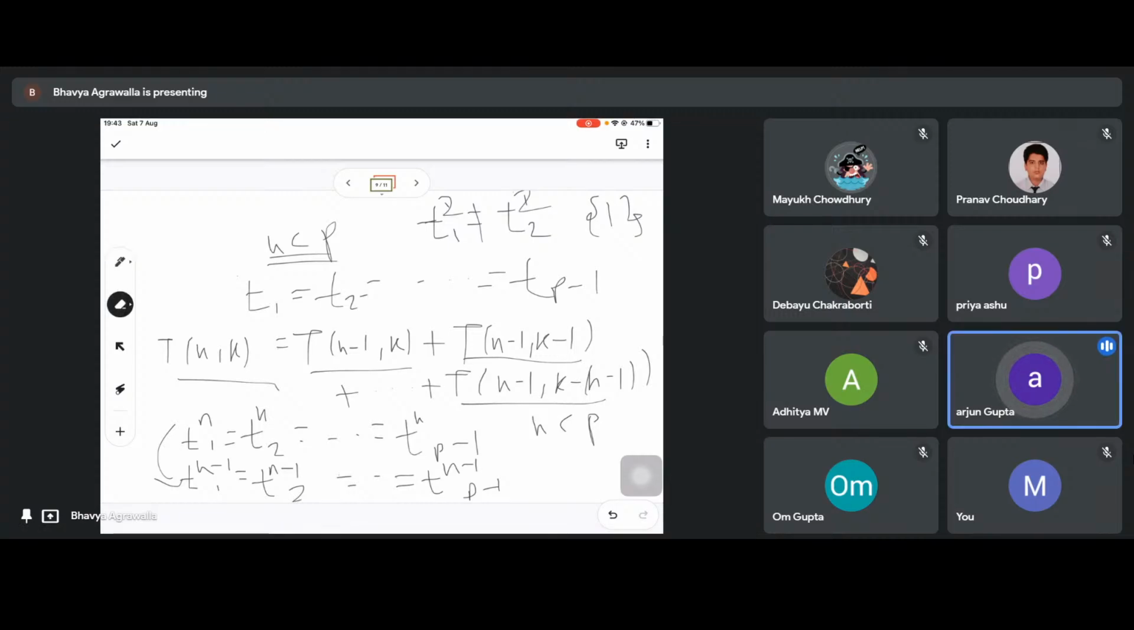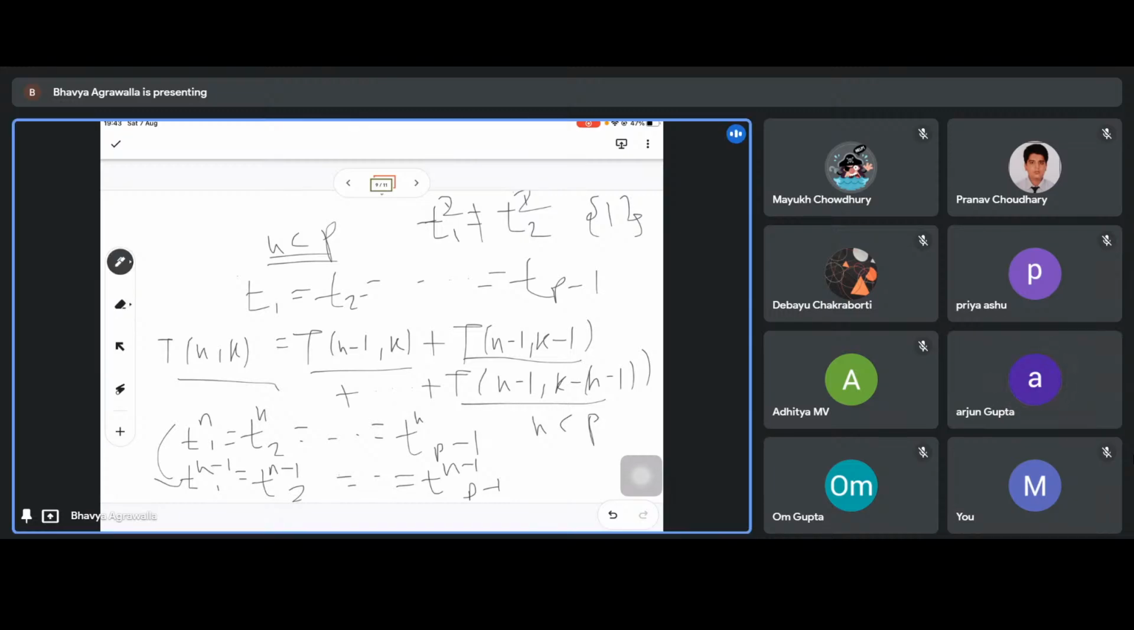How do we decrease the value of n? Increasing can be done by direct induction, but we have not yet found a recurrence from n to n minus 1. So that's the hint. You know this thing, right? What is the way to go from n to n minus 1?